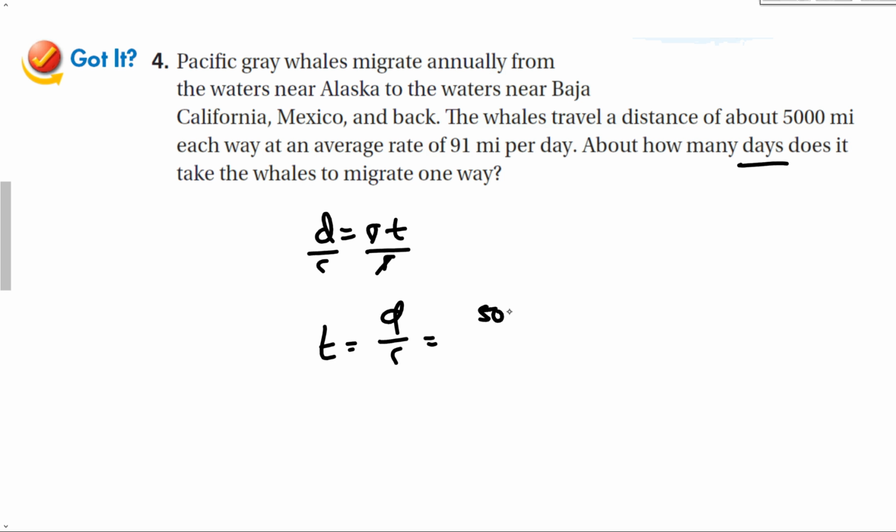The distance is 5,000 miles. The rate is 91 miles per day. The miles cancel out. We have over days, which means 1 over days in the denominator, which means it's going to go up to the numerator. So basically we have 5,000 divided by 91, which gives me about 55 days.